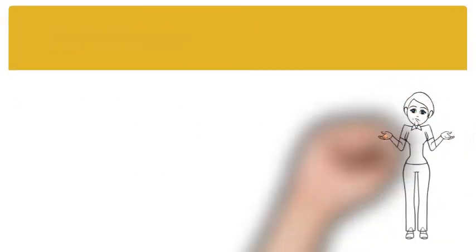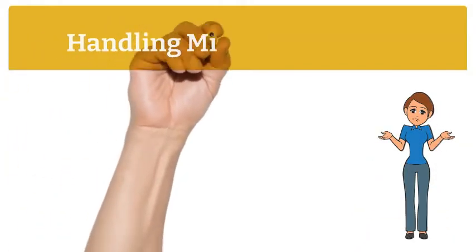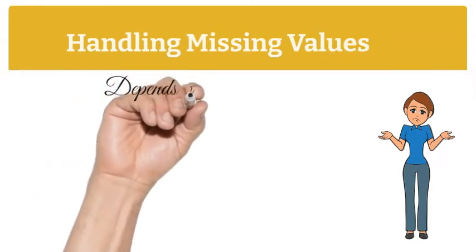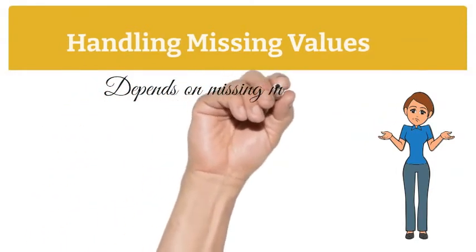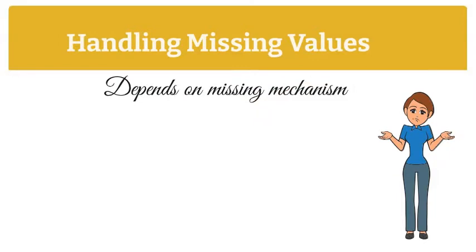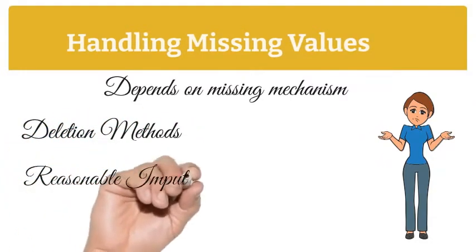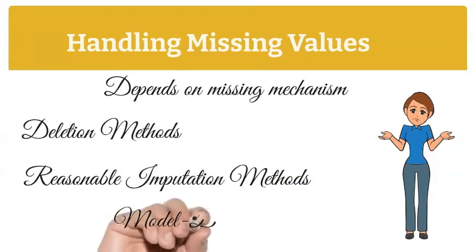Now, how do we handle these missing values? It all depends on the missing mechanism. If the data is NMAR, the variable itself may be disregarded for analysis. If it is MCAR or MAR, you may carry out with imputations or other methods. So missing values can be handled through, for example, deletion methods, through reasonable imputation methods, through model-based methods.